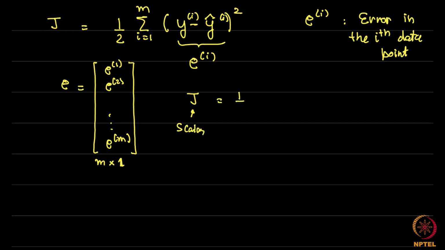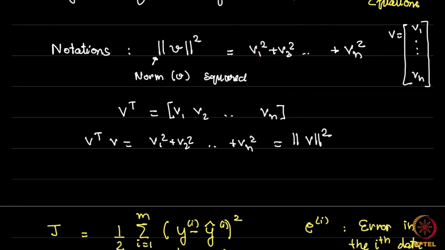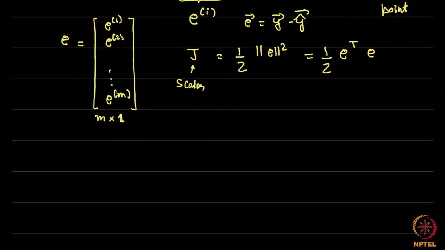So this is half of, now you can see, norm of E square. Why? E is a vector and E vector is basically Y vector minus Y hat vector, and E square, each element of E squared and added, just like before, this V example is what is happening here. So this is norm of E square, which we just saw is nothing but E transpose E. So another way of writing J is to say J is half of E transpose E.